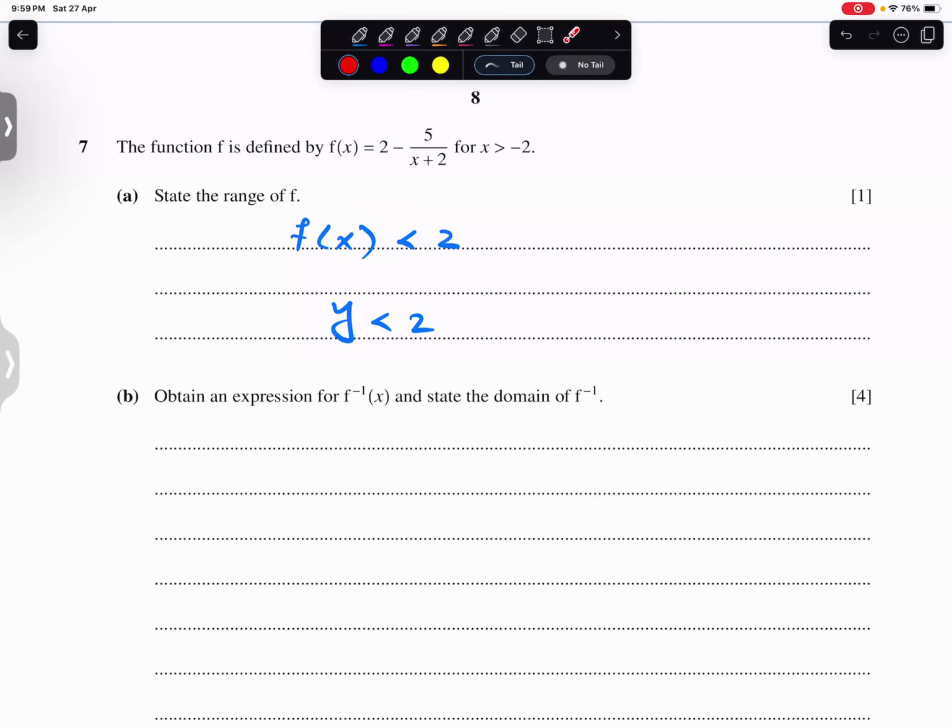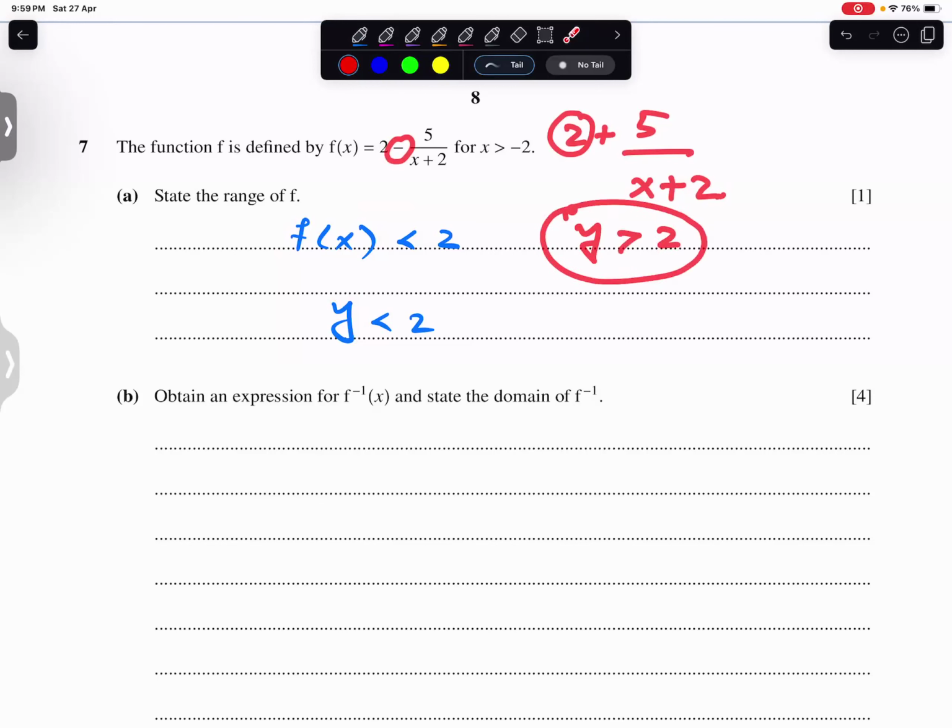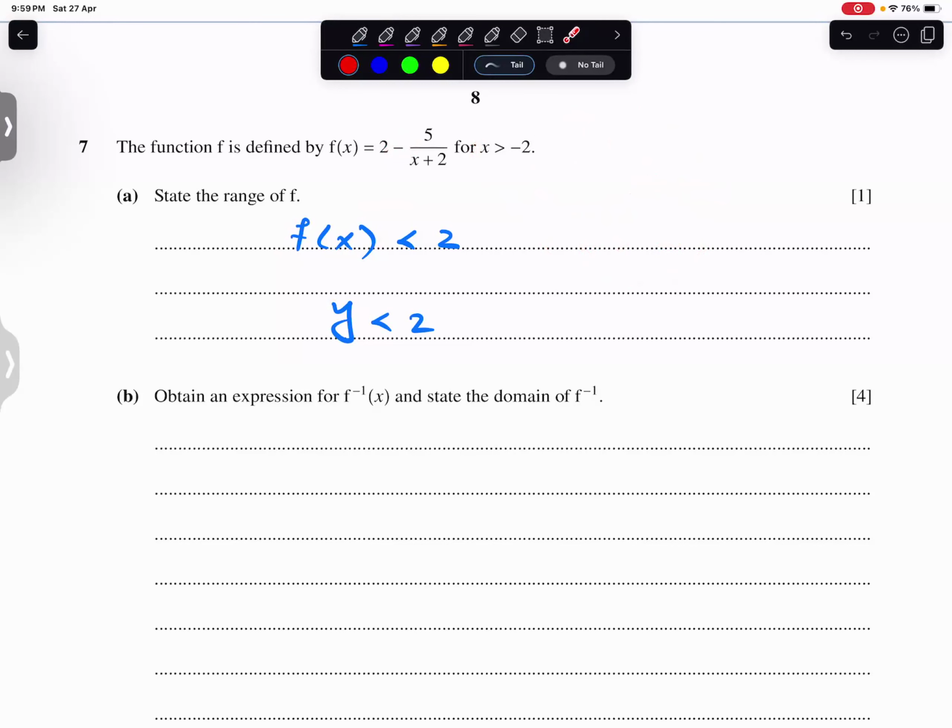Next, let's say, students, if you have a plus here, 2 plus 5 over x plus 2, then your range will be y is greater than 2. And definitely, according to that, your domain will also be given. Anyway, obtain an expression for f inverse of x.